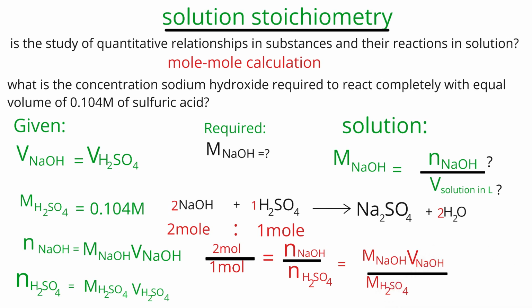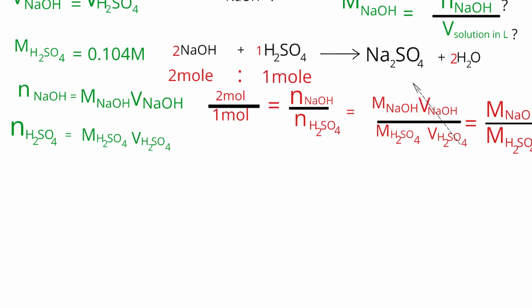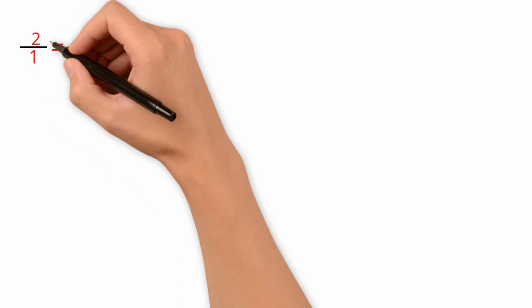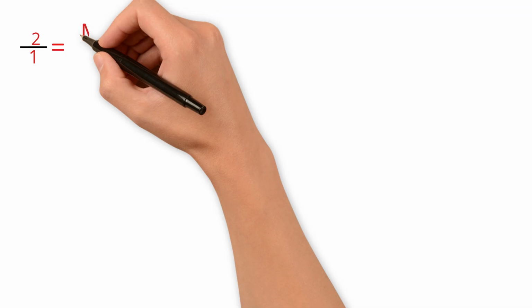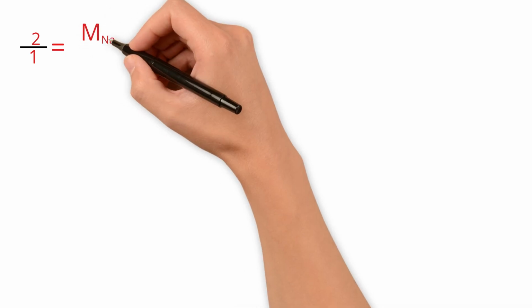Now these two quantities are equal. Volume of sodium hydroxide is equal to volume of sulfuric acid, therefore they cancel each other. Finally, we have molarity of sodium hydroxide over molarity of sulfuric acid. Look, 2 over 1 is equal to molarity of sodium hydroxide over molarity of sulfuric acid.